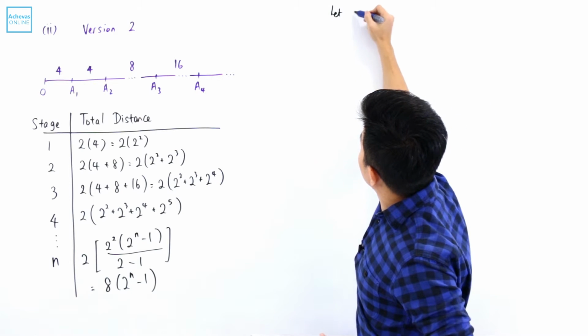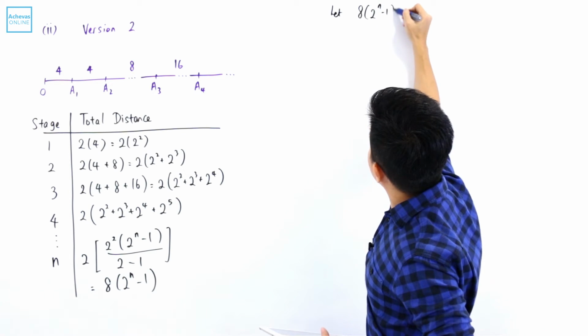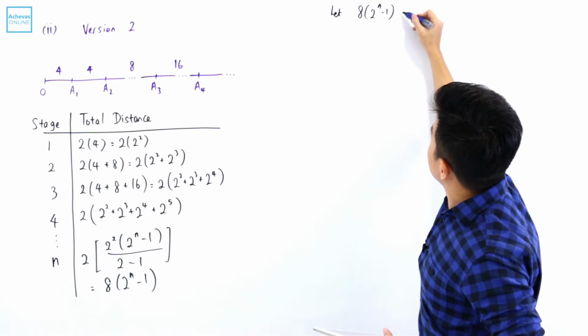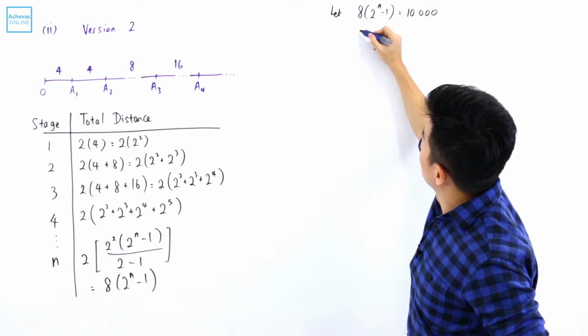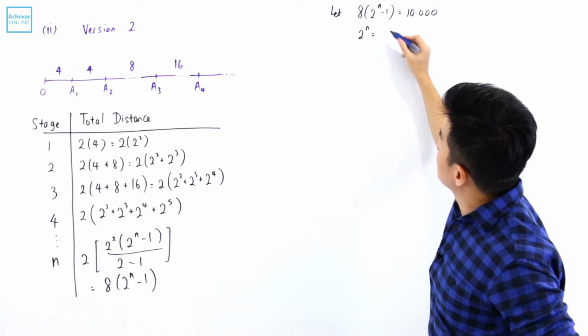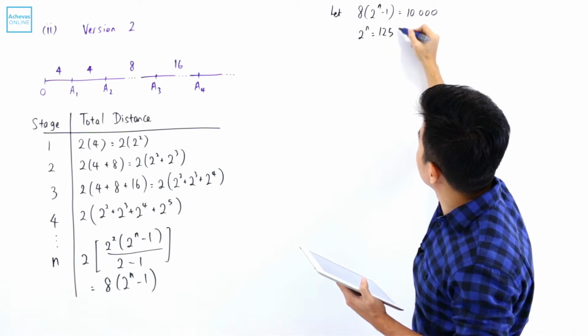So I'm going to let 8 multiplied by 2 to the power of n minus 1, the total distance that is covered after the nth stage, be equal to 10 km, so 10,000 over here, which means that 2 to the power of n is going to be 10,000 divided by 8 plus 1. It is equal to 1251.